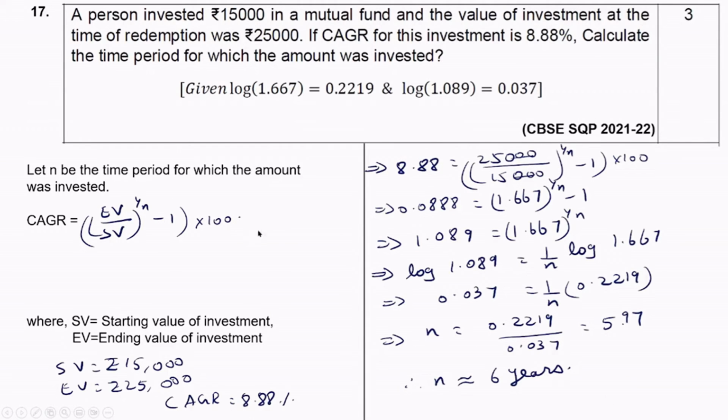So here writing the formula carries 1 mark, writing what is given, substituting the values and getting the final answer. All these carries 2 marks. So a total of 3 marks for this question.